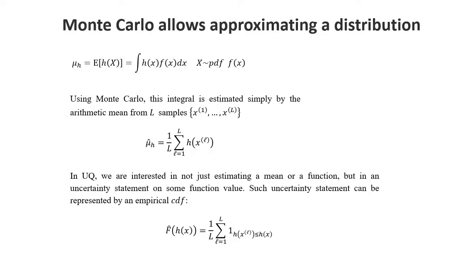Here it is a little bit more formally. We'd like to calculate this expected value, which is defined through this integral. Now we turn the problem around and ask, how do I calculate this integral? Well, this integral is calculated through Monte Carlo by sampling from this distribution f of x. Once we have many samples, we simply calculate the arithmetic mean of h of xl. That provides us an estimate of this quantity here.